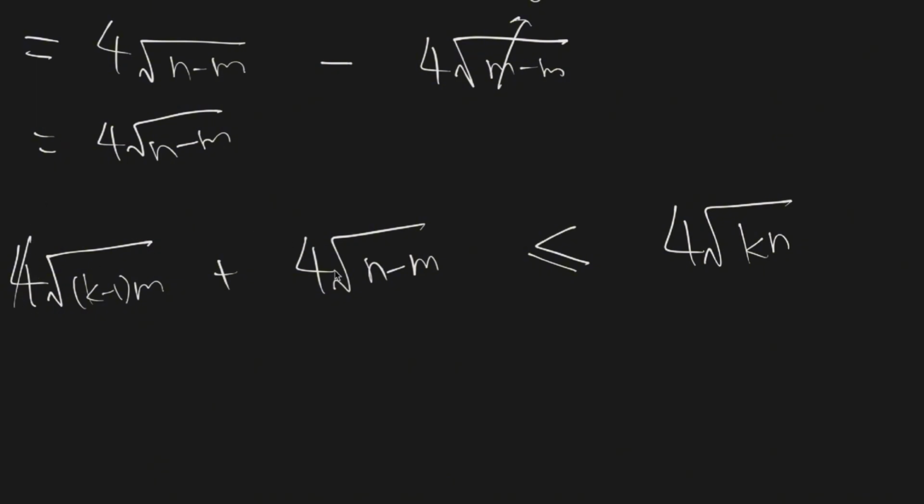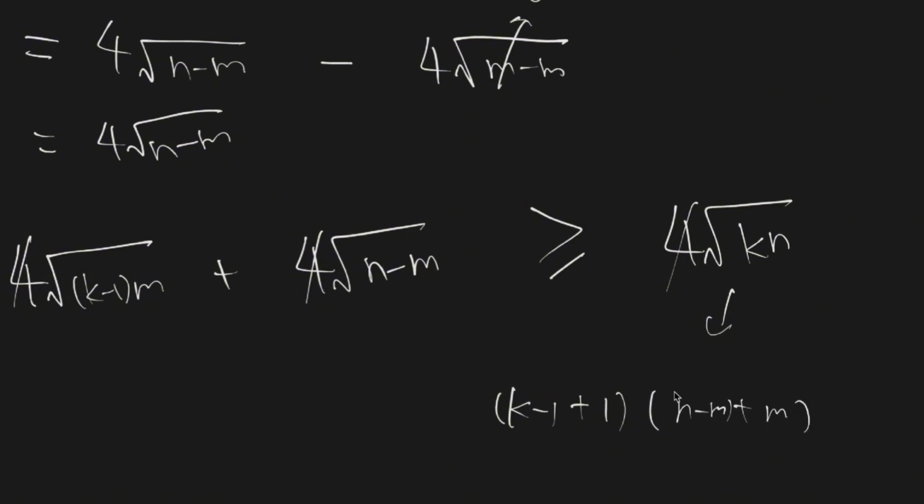And we can first cancel out all these 4's, and this looks a little bit like Cauchy-Schwarz. So actually it turns out it is exactly Cauchy-Schwarz. We can write kn as k minus 1 plus 1, times n minus m plus m. The reason I'm doing this is that I see these n minus m's, m's, and k minus 1, 1's all in these places.